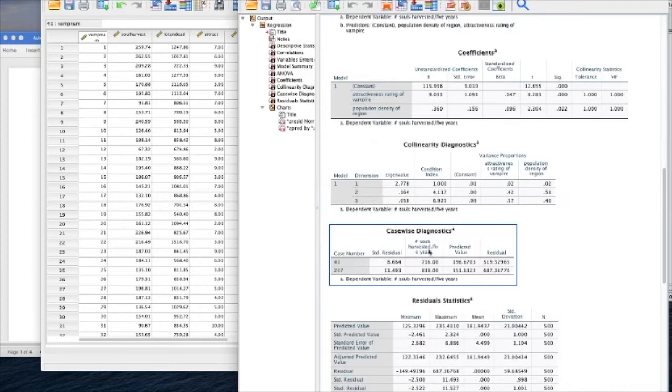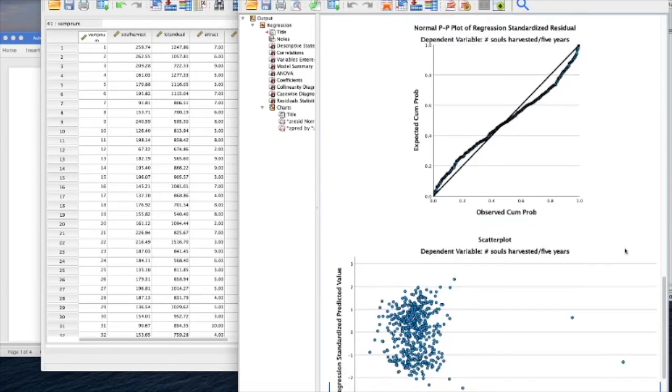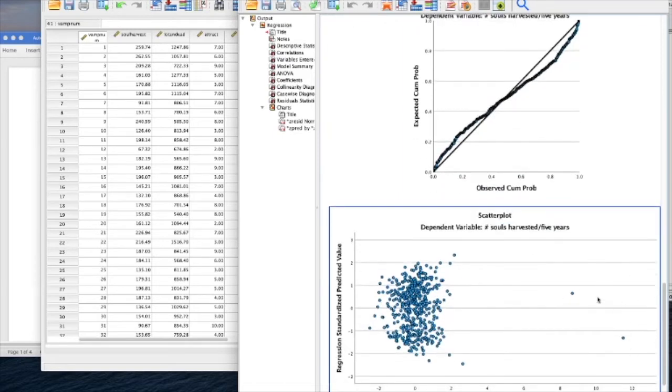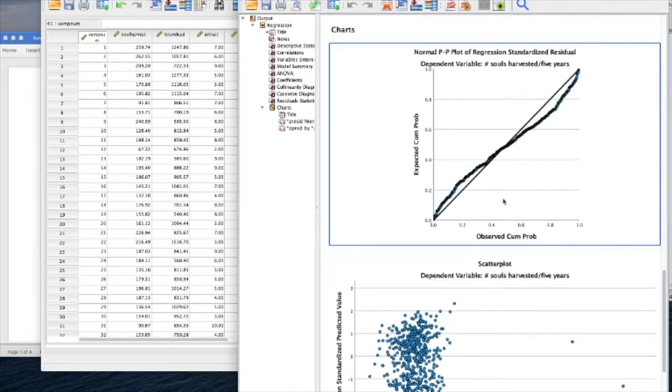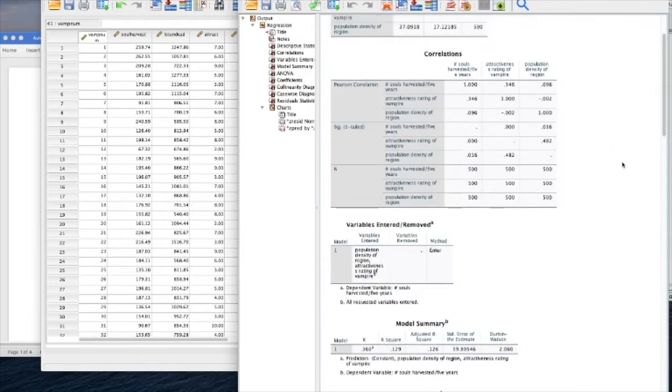And I just told it to give me case-wise diagnostics, so it flagged for me anything with a standardized residual above 3. I had 2 cases, and because I'm being lazy and I have 500 cases, I just deleted them. But otherwise, other than these 2 cases that you can see here, very obvious outliers, the rest of it looks pretty good. Now this doesn't look beautiful, but I'm sure if I ran this again with those outliers removed, it would look a bit better. So always make sure to check your outliers for your assumptions.